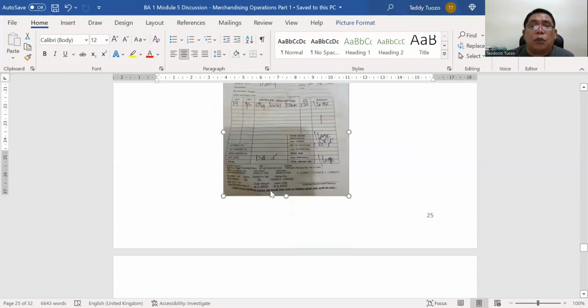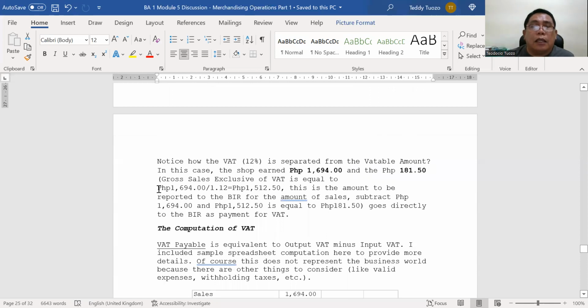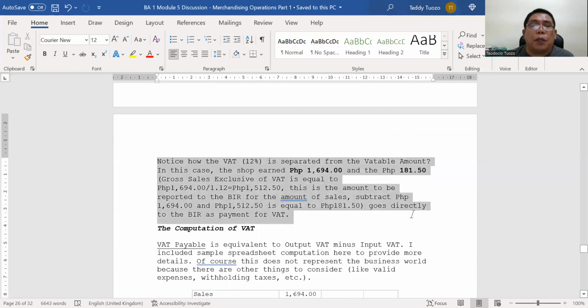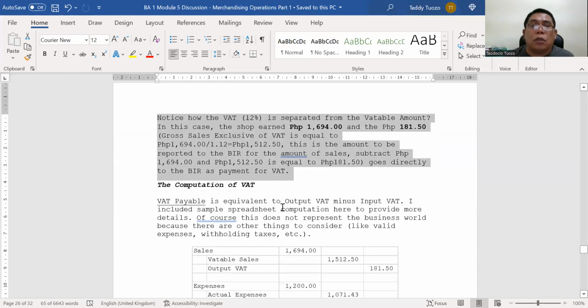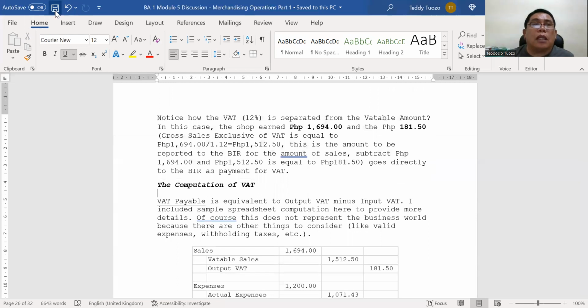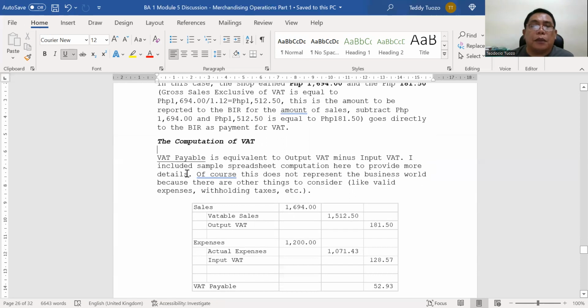If you notice, how do we compute for that? I have here how to compute for the VAT. So, this is my own explanation. There is no book from which this is derived. This is an actual experience that I had as a bookkeeper.